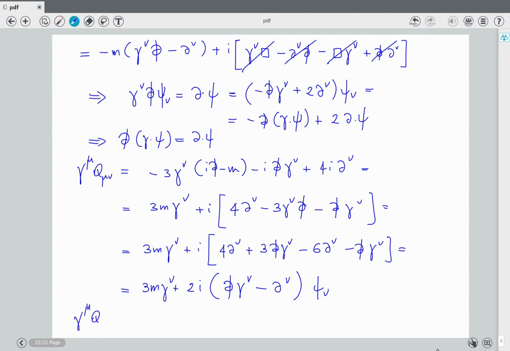So γ_μ Q^μν ψ_ν equals 0 implies what? That this is 0 on ψ: γ_ν ψ^ν is 0 when we act on this ψ^ν. So it implies γ·ψ equals 0. But if γ·ψ is equal to 0, here you also have that the divergence is equal to 0.